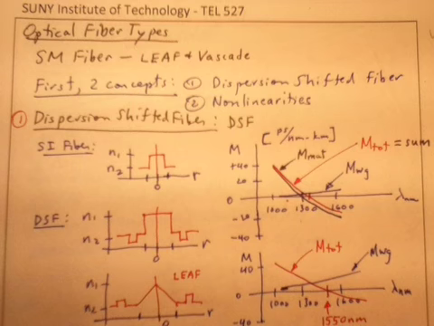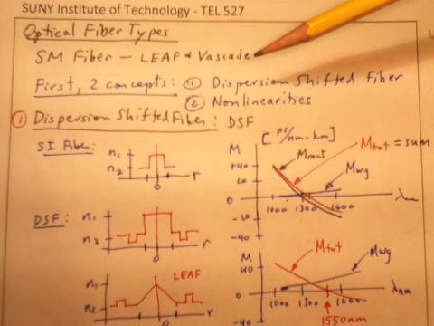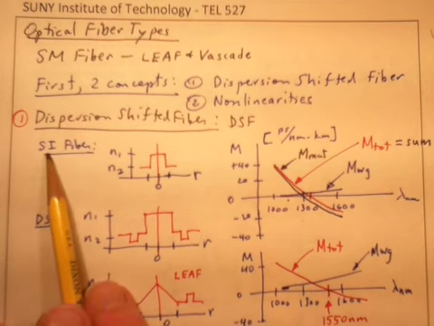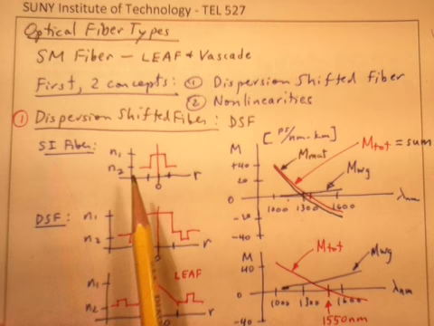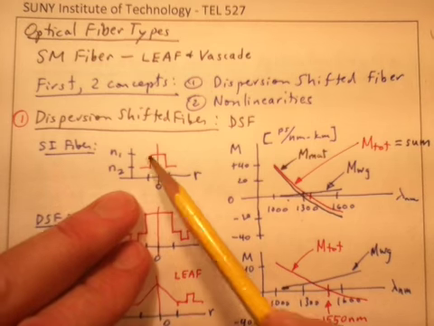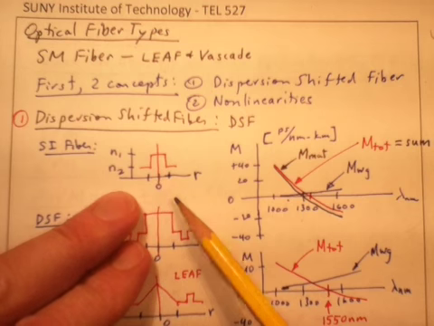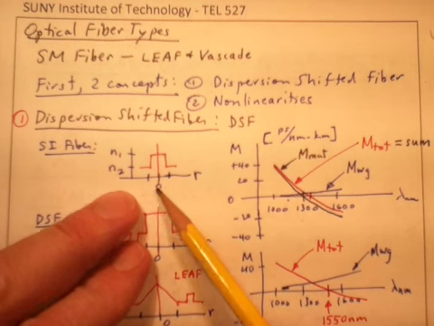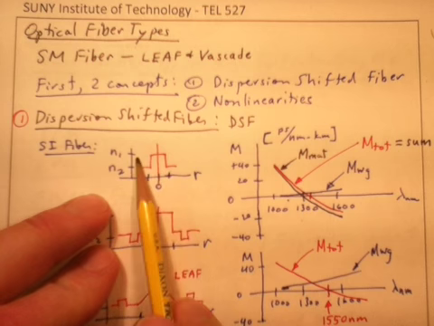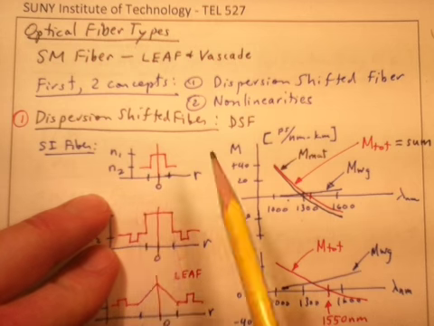Before I talk about LEAF and Vascade, though, I need to introduce two important concepts. The first one is dispersion shifted fiber, and the second one is nonlinearities. We've seen the step index fiber, and here's a picture of the index profile of step index fiber. At r equals 0 we have the center of the fiber, and it's symmetric about r equals 0, and we have index N1 in the core and index N2 outside.